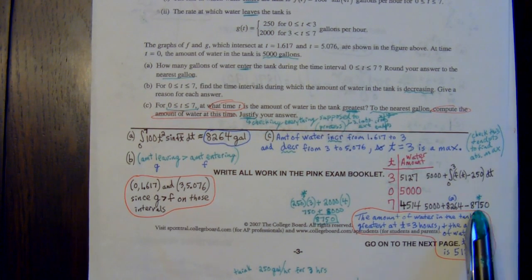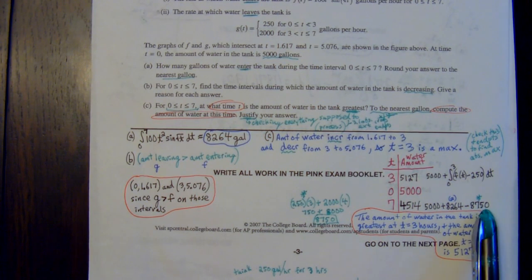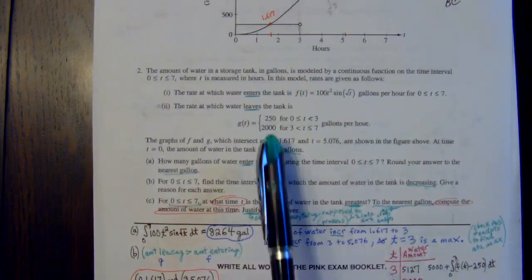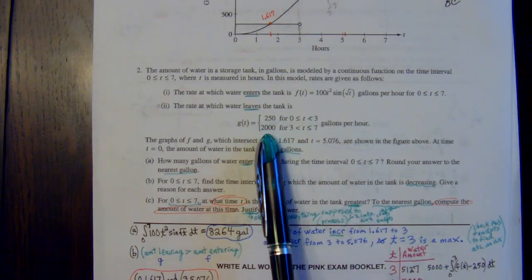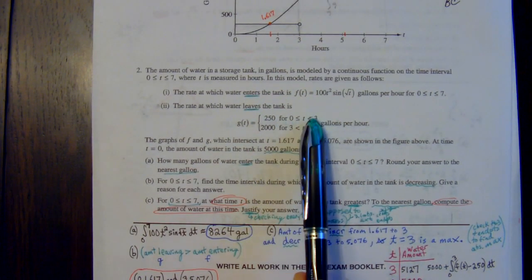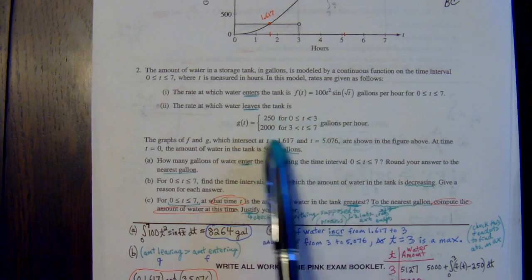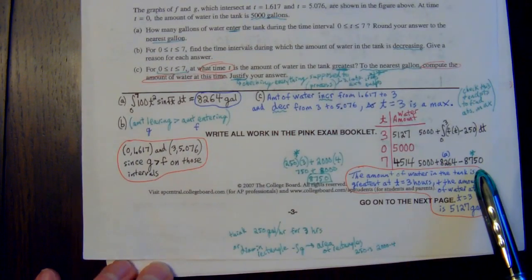So let's talk about a few different ways of how you can get this G of T, this 8750 number right there. You could integrate the 250 plus the integral of 2000, and then do this one between 0 and 3, do this one between 3 and 7, add those up. That'll get you to 8750.